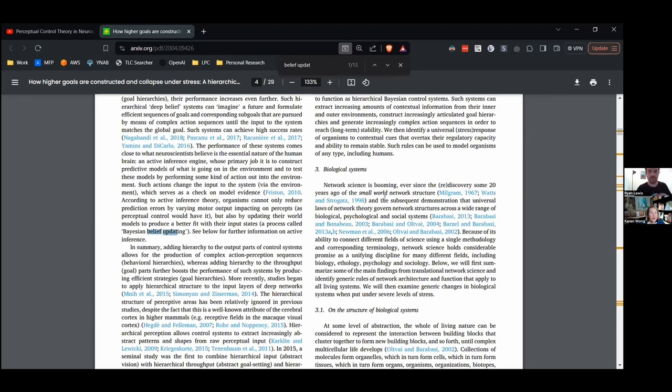This, yeah, right here, in the center, this paragraph: according to active inference theory, organisms can not only reduce prediction errors by varying motor output impacting on percepts, as perceptual control would have it, but also by updating their world models to produce a better fit with their input states. This is a process called Bayesian belief updating.